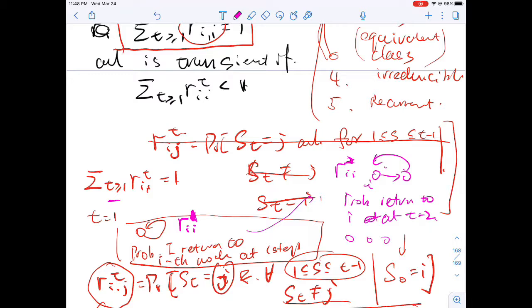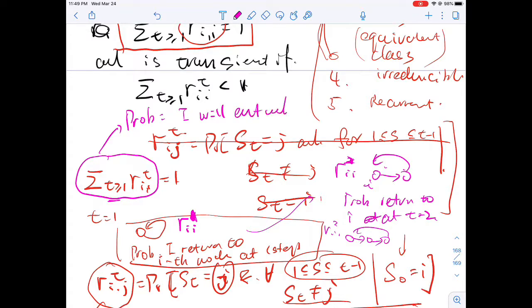And similarly, we can also talk about Rii3, right? So Rii3, that's within 3 steps I return to I, right? So if I sum up this one, it's really just the probability that I will eventually return to the state, to my original state, right?